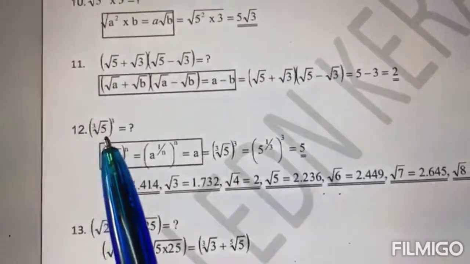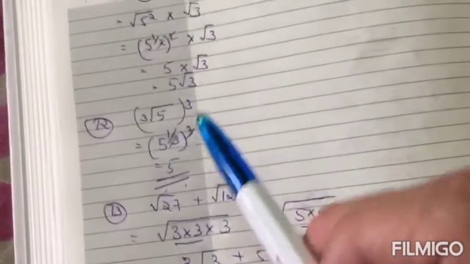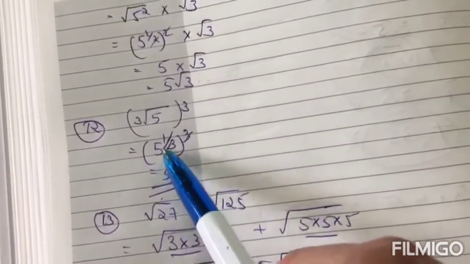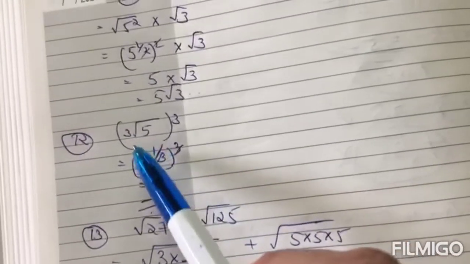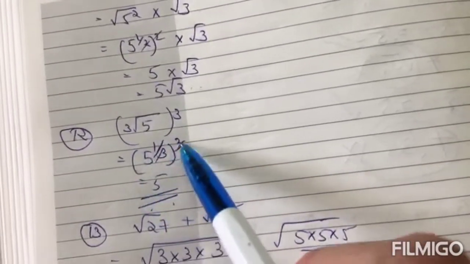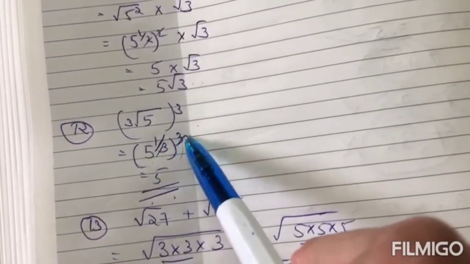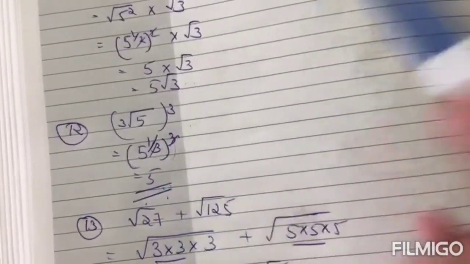Alright. Now, number 12. Cube root of 5 raised to 3. Now, we have done this, but let me do it again. Cube root of 5 can be written as 5 raised to 1 by 3, brackets raised to 3. Now, 3 and 3 will get cancelled. Therefore, the answer is 5.